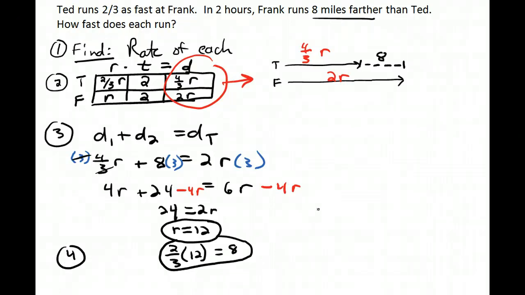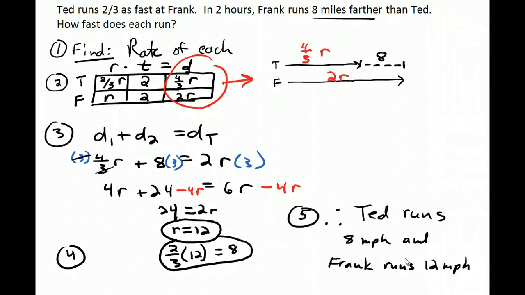Alright, and you write your conclusion. So we get R equals 12 when we solve that, and 2/3 R equals 8. So Ted runs 8 miles per hour, and Frank runs 12 miles per hour.